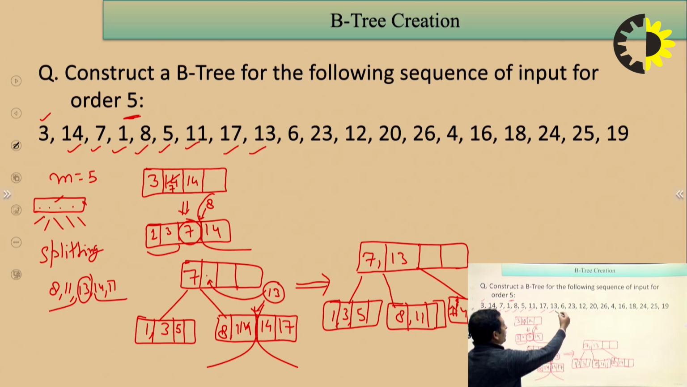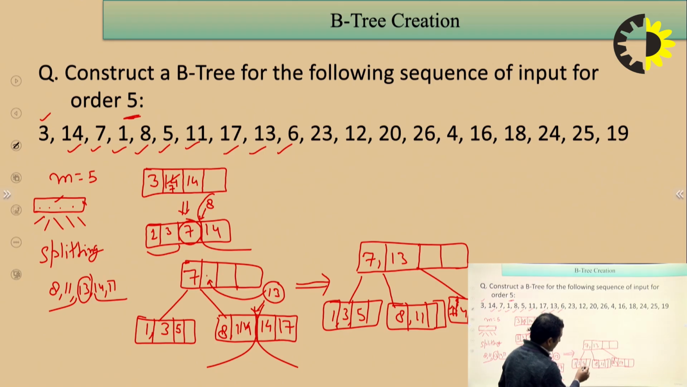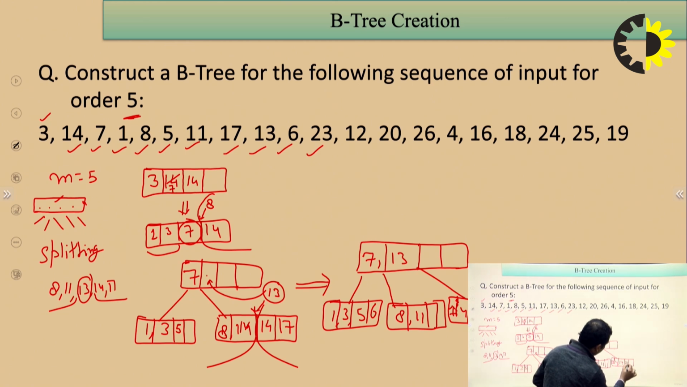Now, the next key is 6. Insert the 6. 6 is less than 7, so come here, and there is space. So, insert 6. Now, 23. 23 is greater than 7, and greater than 13, so come here, that is 23 in sorted manner. Now, 12 is greater than 7, less than 13, so in the in-between node, 12 will come here, in sorted manner.